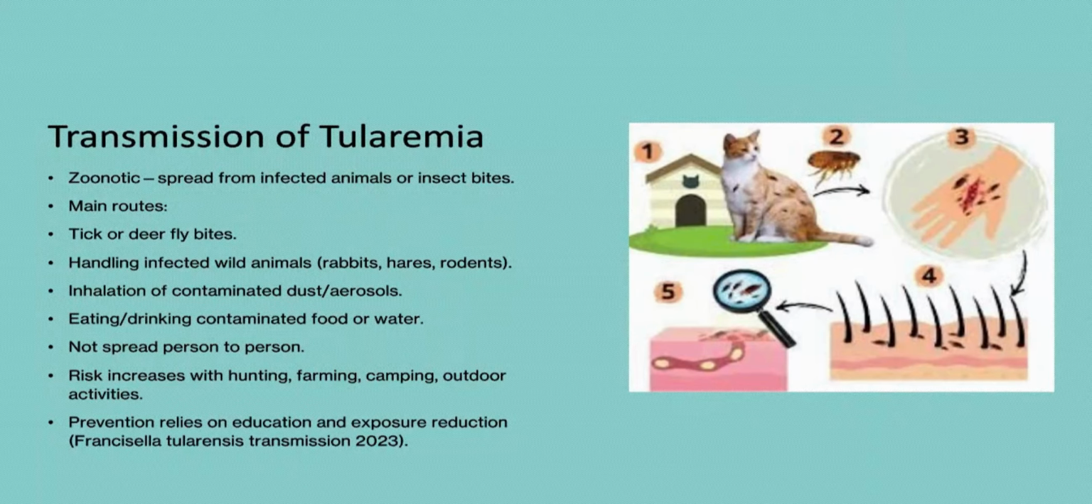The next slide is the transmission of tularemia. Humans usually get tularemia from contact with an infected animal or a bite, which is why it is considered a zoonotic disease.